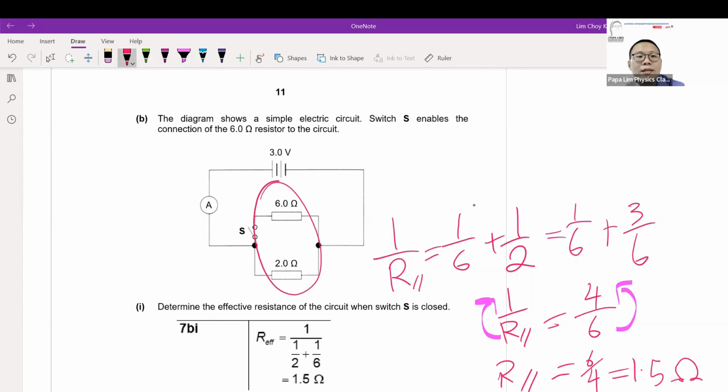Regardless of the working, some of us like to use the formula R effective is 1 over, you like to use this formula 1 over R, okay, because why?